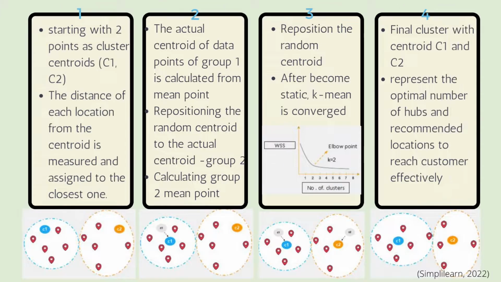In the first picture, the centroids are assigned and distances are measured. Secondly, the actual centroid of the data points is calculated from the mean points, and the random centroid is repositioned to the actual centroid after k equals 2. With insignificant change of WSS, the elbow point value is the final number of clusters. K-means has converged, and C1 and C2 represent the recommended locations to reach customers.